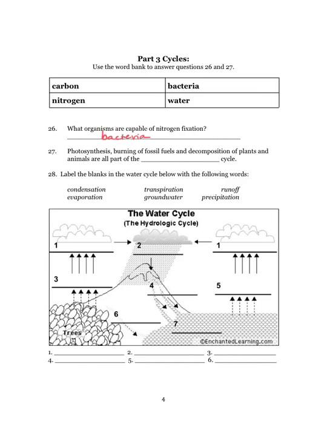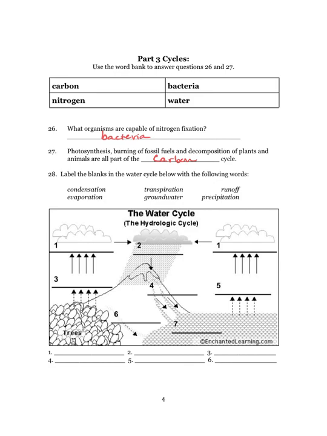Number 27 says photosynthesis, burning fossil fuels, and decomposition of plants and animals are all part of, and that is the carbon cycle. Carbon is found in all living things because we are what's considered a carbon-based life form, and so that means that any time something that used to be alive breaks down, it releases carbon to the environment.